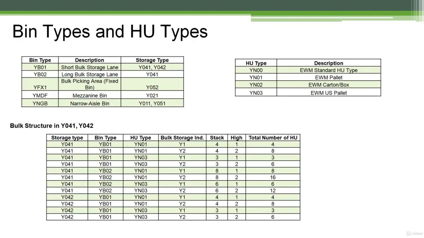Bin types and handling unit types. For our warehouse, we are going to use bin types YB01, YB02, YFX1, YMDF and YNGB. In which areas are we going to use these types of bins? For example, YB01 is used for bulk storage lane, which is a short lane, and you can find these types of bins in storage types Y041 and Y042. For example, YMDF, these types of bins we find in storage type Y021 mezzanine area.